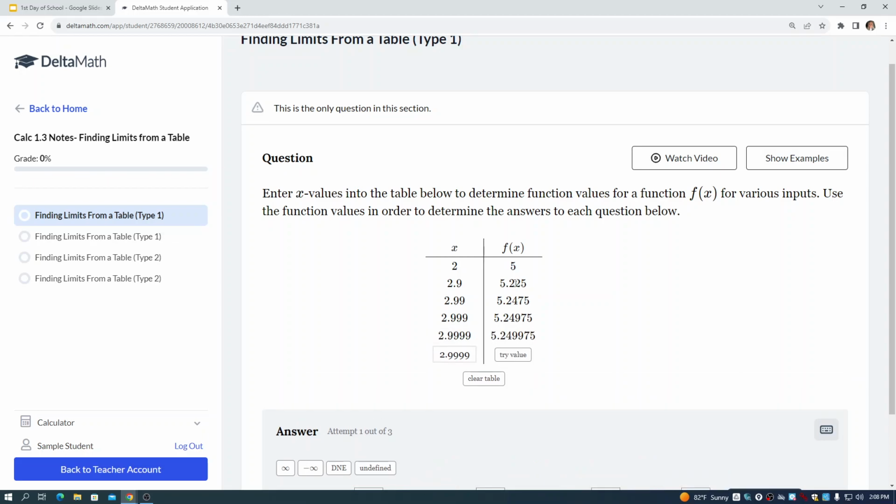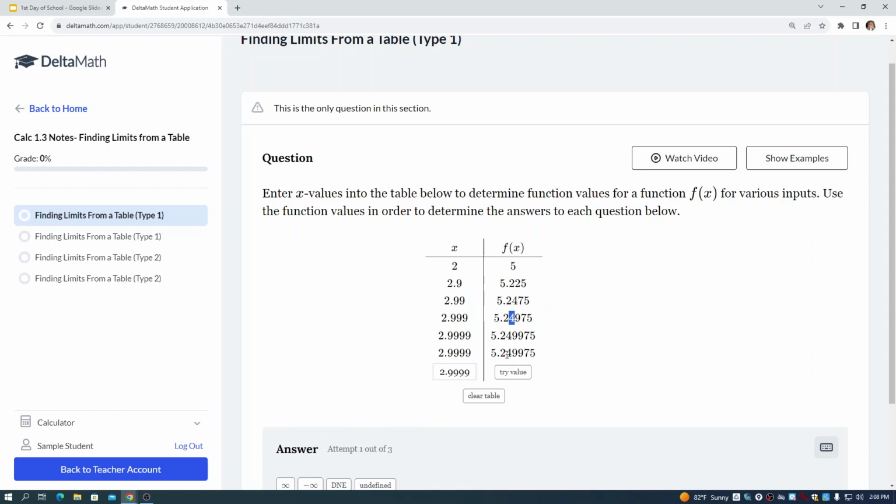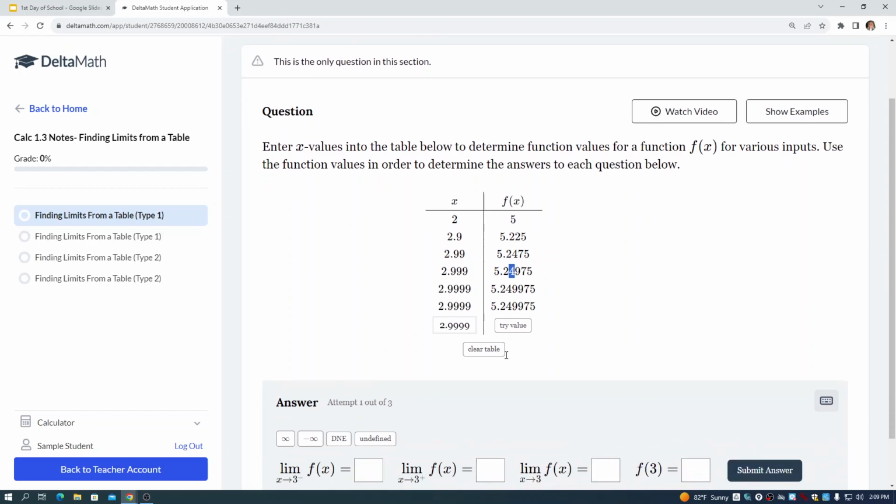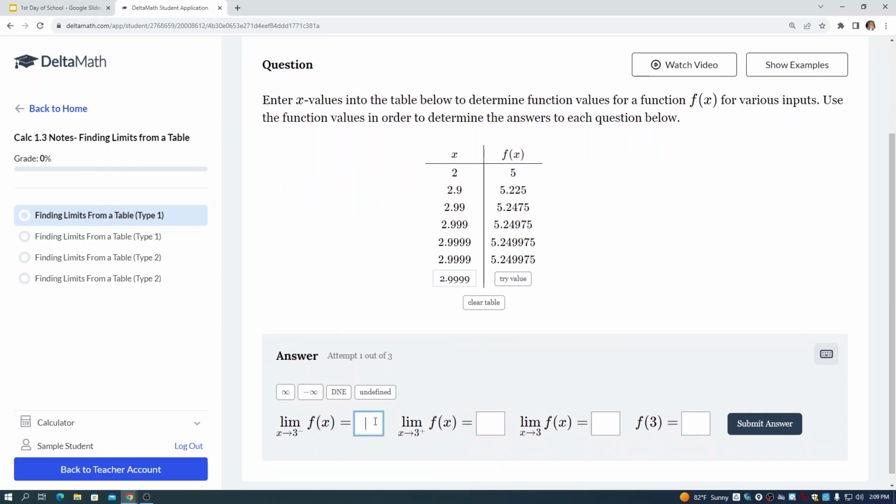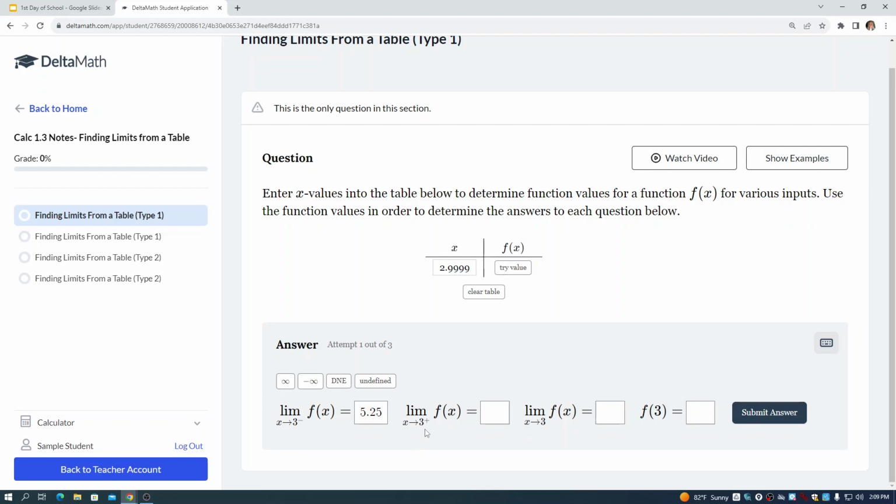So it started out as 5.23, 5.25, 5.25, 5.25. So you can kind of see the pattern. It's going to get more and more to where these are just turning into 9, so it's 5.25 for this one. Now I'm going to clear that out so that I can do the next limit.